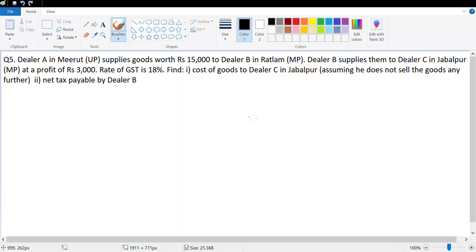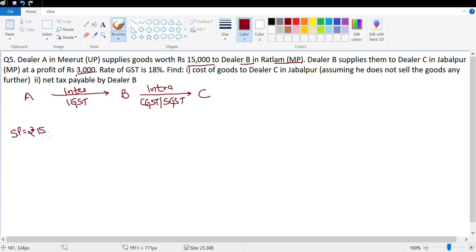The next question that we do is question number 5. It says dealer A in Meerut, UP supplies goods worth 15,000 to dealer B in Ratlam. So what we have is A selling it to B, and this is interstate, which means we have IGST. Next, dealer B supplies them to dealer C in Jabalpur, which is also in MP, which means we have intra, and this will be CGST and SGST at a profit of rupees 3,000. So the selling price at A was equal to rupees 15,000.